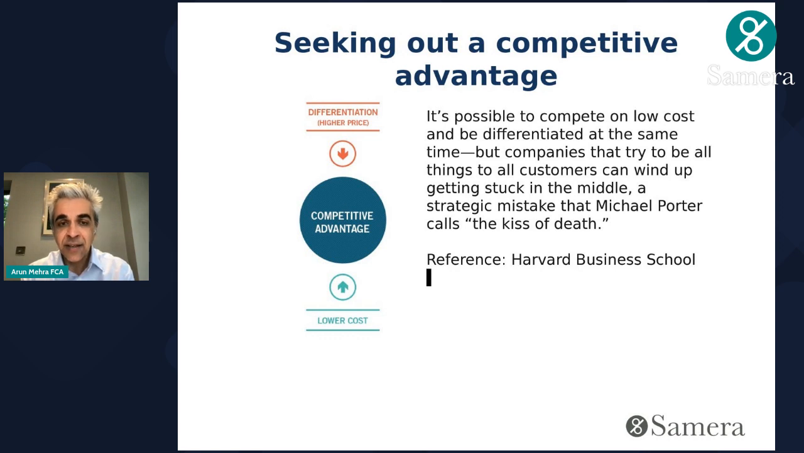Now, as he says here, it's possible to compete on low cost and be differentiated at the same time. But companies that try to be all things to all customers can wind up getting stuck in the middle, a strategic mistake that Michael Porter calls the kiss of death. And this is what I'm seeing, I think, with many offshoring firms.